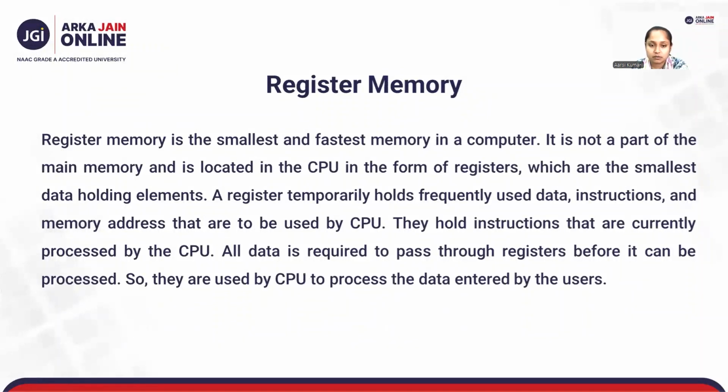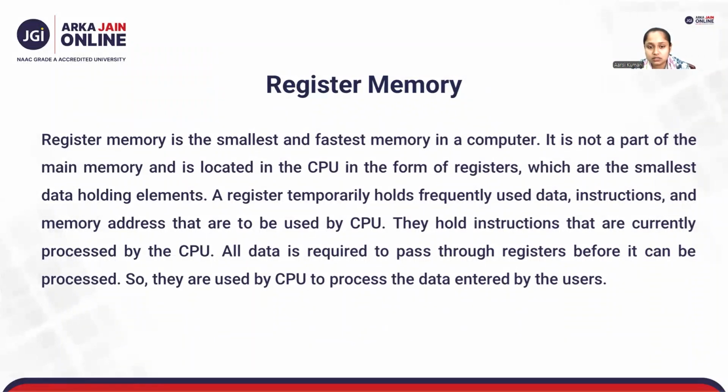Next, we have register memory. Register memory is the smallest and fastest memory in the computer. It is not a part of the main memory and is located in the CPU in the form of registers, which are the smallest data holding elements. A register temporarily holds frequently used data, instructions, and memory addresses that are to be used by the CPU.